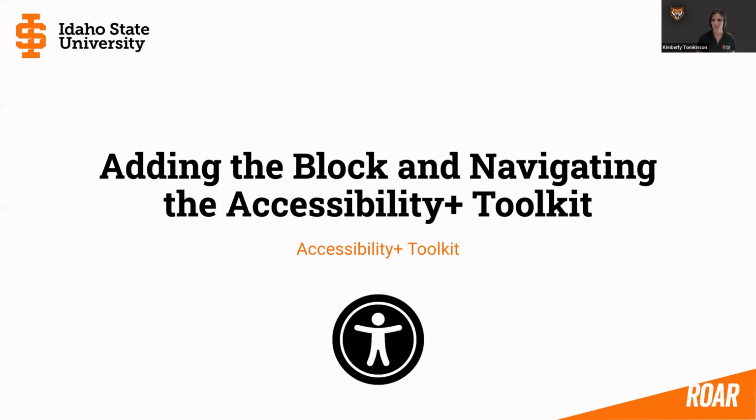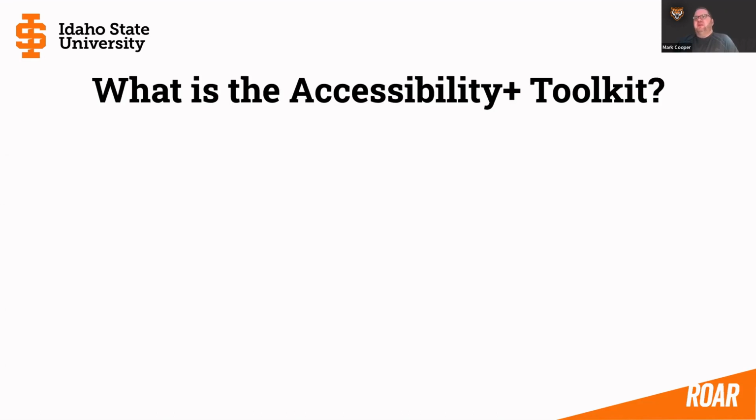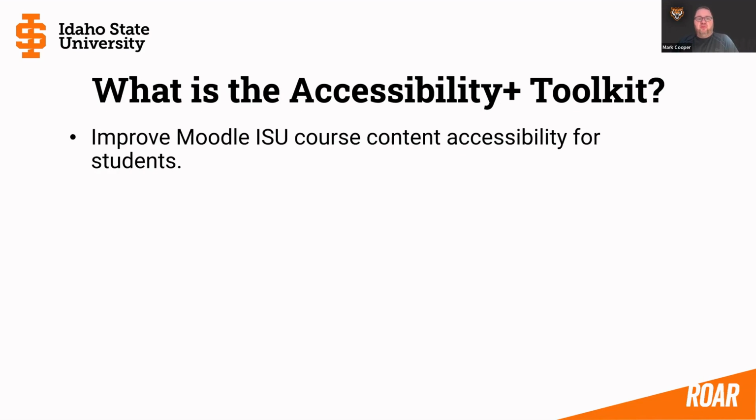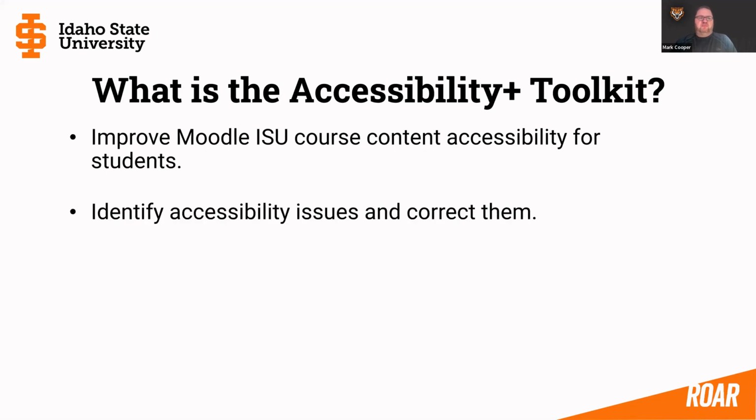So to get us started, Mark is going to tell us what the Accessibility Plus Toolkit is and what it is used for. The Accessibility Toolkit is a powerful tool that you can use with Moodle ISU. With the Accessibility Toolkit, you can improve Moodle ISU course content and accessibility for your students. This gives you control over the accessibility of the content in your course. You can also identify accessibility issues within the course and correct them.